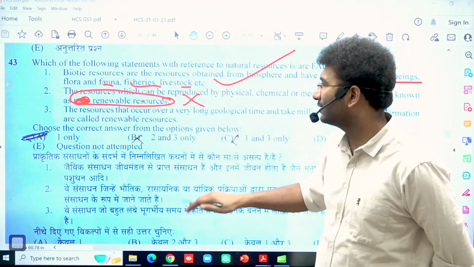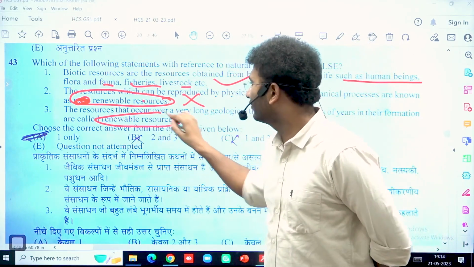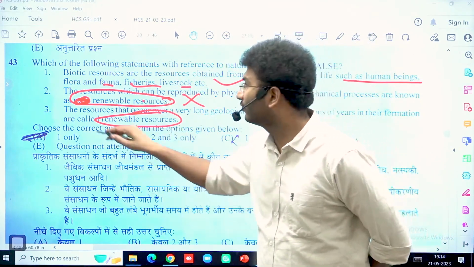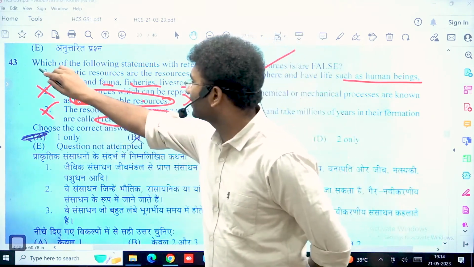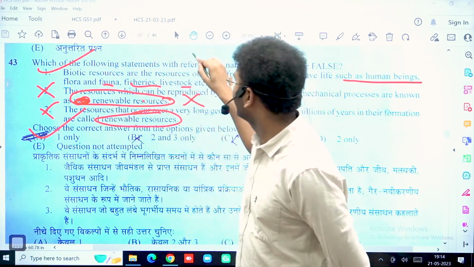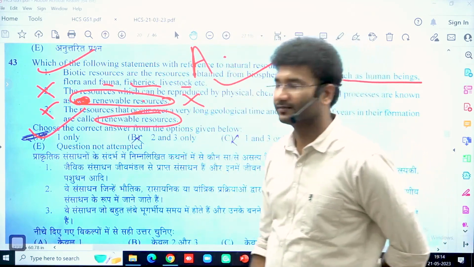Now look into the next statement. They have interchanged renewable with non-renewable and non-renewable with renewable. So statements 2 and 3 are both wrong. The right answer would be 1, that is A. A is the right answer.